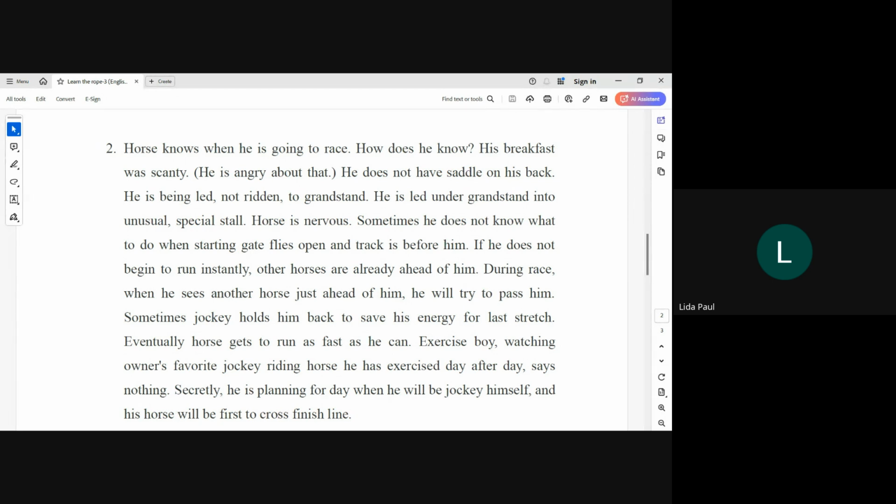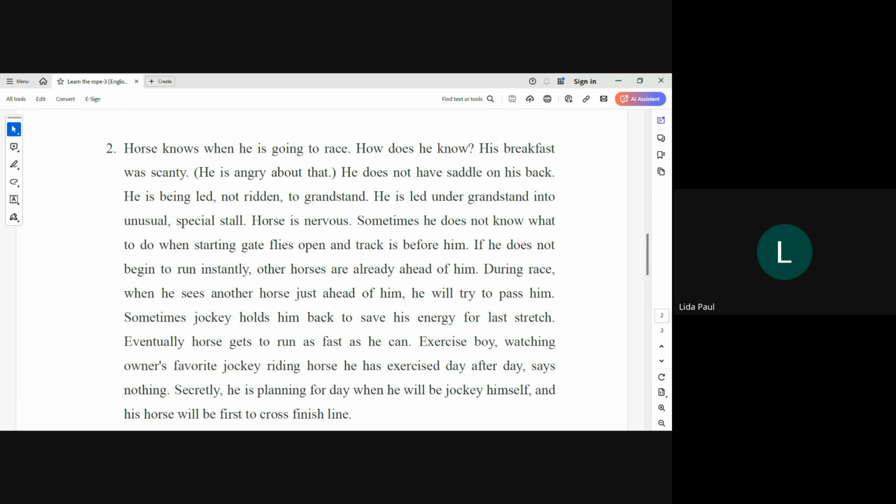How does he know? His breakfast was scanty. Any article here? No article. He is angry about that. Any article? No article, right? No article again. He does not have a saddle on his back. Correct. He does not have a saddle on his back, right?